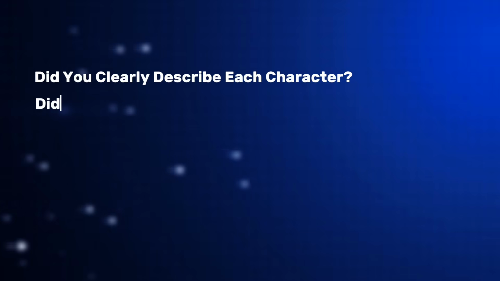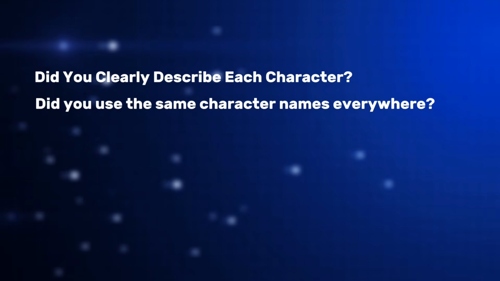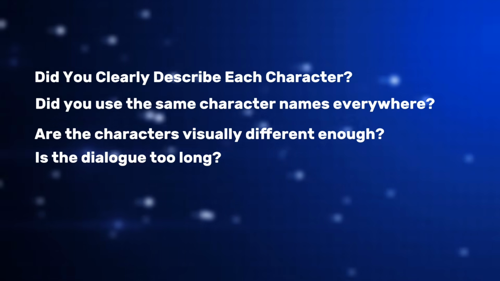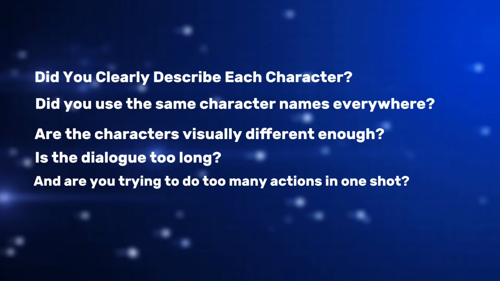But now, even when the prompt is correct, the AI can still make mistakes sometimes. And if that happens, check these things. Did you clearly describe each character? Did you use the same character names everywhere? Are the characters visually different enough? Is the dialogue too long? And are you trying to do too many actions in one shot? If the shot is too complicated, then you need to simplify it.